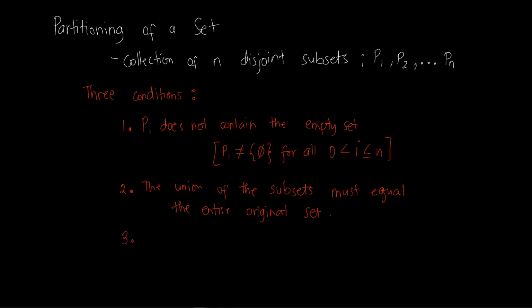Third condition would be the intersection of any two distinct sets. They must be disjoint, so the intersection should be the empty set, meaning they have nothing in common. The intersection of any two distinct sets is empty.